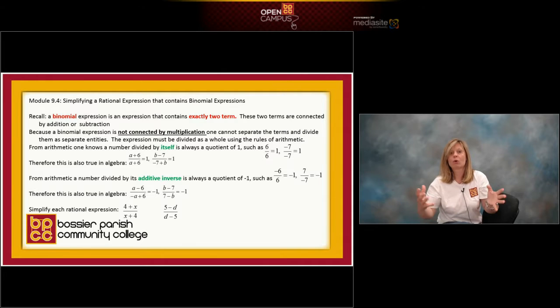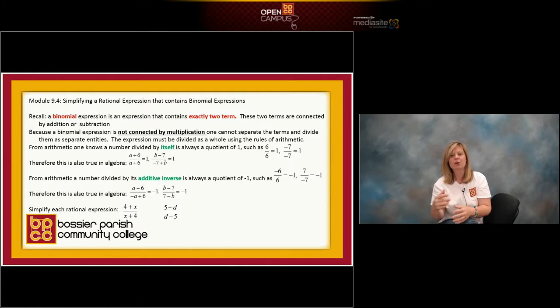Well, we know from arithmetic what happens when you divide the exact same number. Say 6 divided by 6. You get 1. Negative 7 divided by negative 7. You get 1. Well, if that's the rule in arithmetic, it's the rule in algebra. And we've already seen that. X divided by X is 1. So if it works for monomials, it also works for binomials. A plus 6 divided by A plus 6 will be the quotient 1. You're dividing the same binomial by the same binomial.